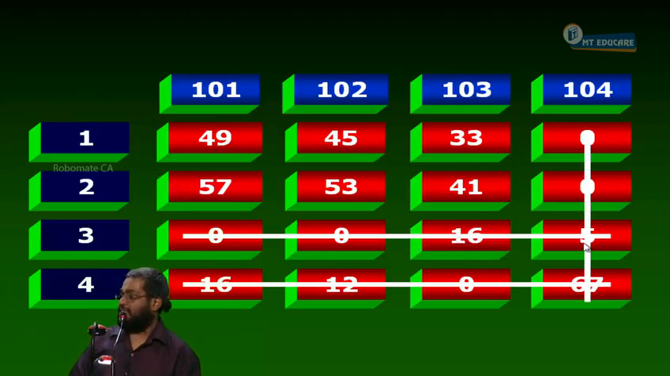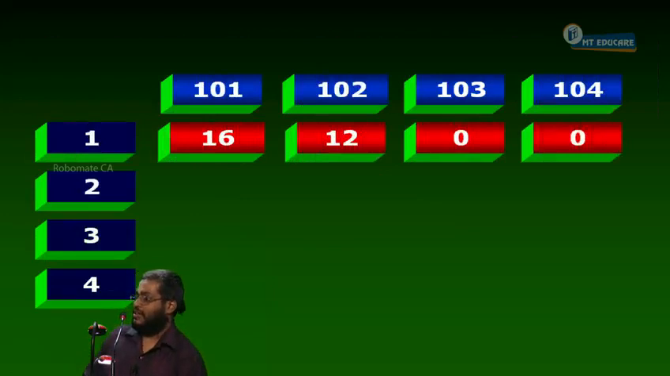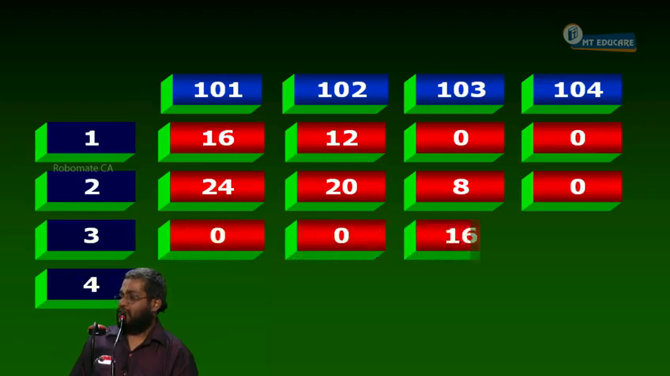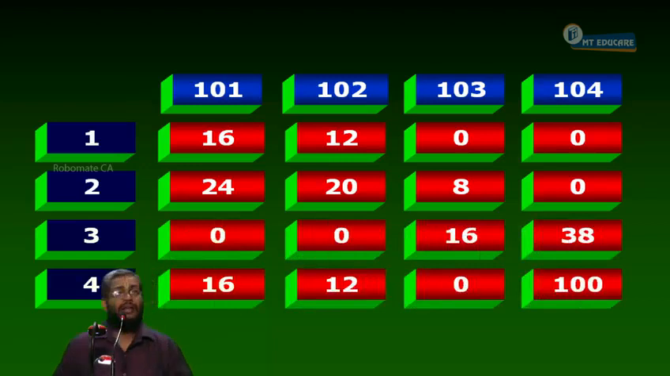0, no change. 16, no change. And this number is what? 5 plus 33 gives you 38. 16, no change. 12, no change. 0, no change. 67 plus 33, 100. Everybody respond, yes or no? Please, once again check my numbers. Now tell me, what is the improved matrix? 16, 12, 0, 0, 24, 20, 8, 0, 0, 0, 16, 38, 16, 12, 0, 100. Can I proceed or not?